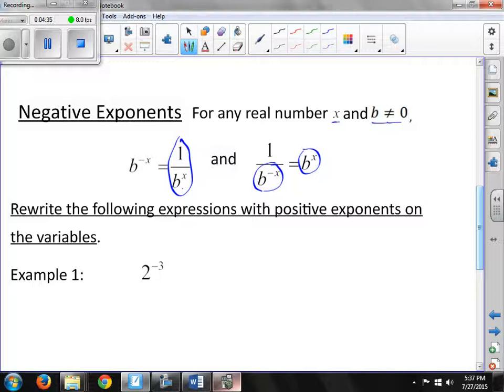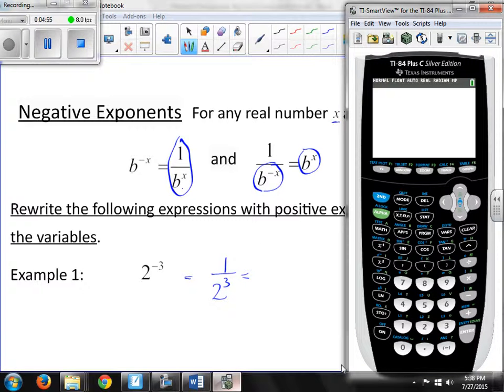Now there are no variables here, but we want to remember to write positive exponents on the variables. We've got several examples. Example 1, 2 to the negative 3 is 1 over 2 raised to the positive 3. Now, we want to simplify this because we can. 2 raised to the third becomes 8. So we have 1 over 8.